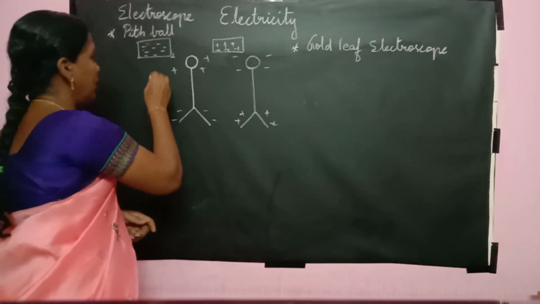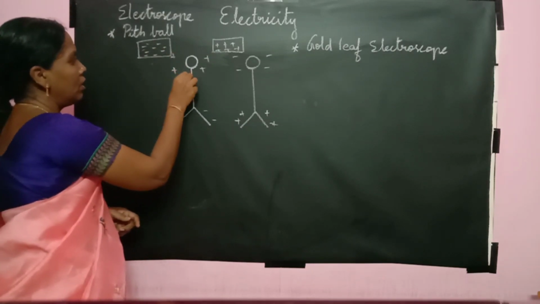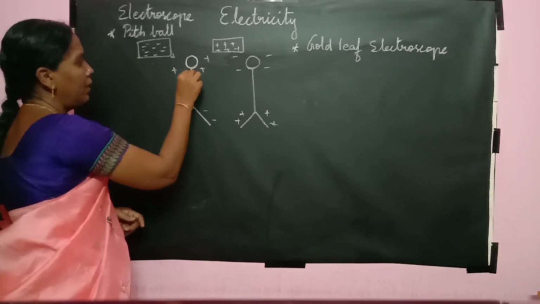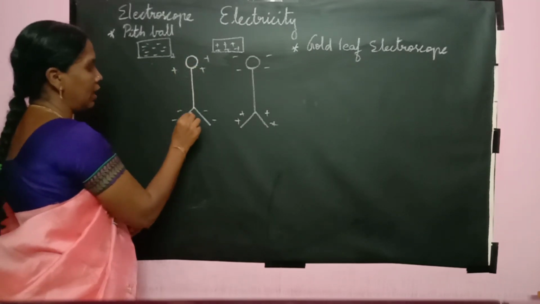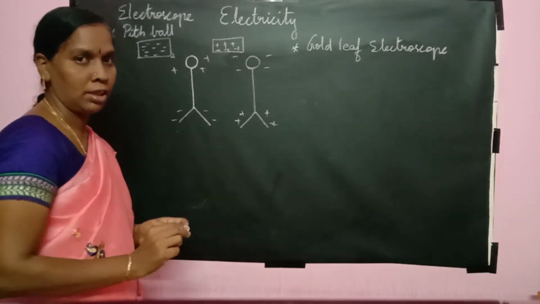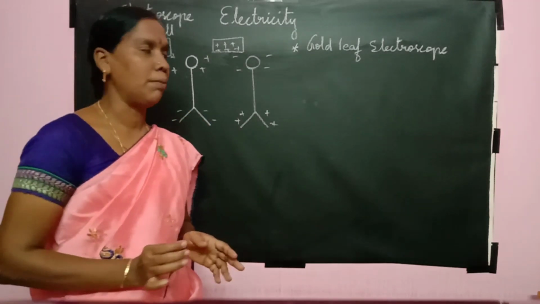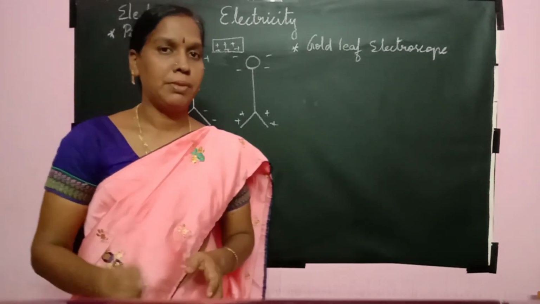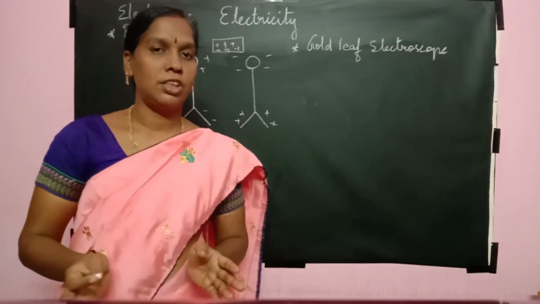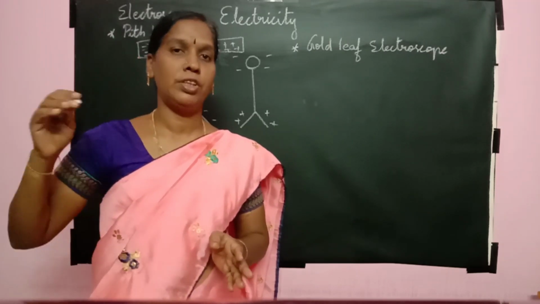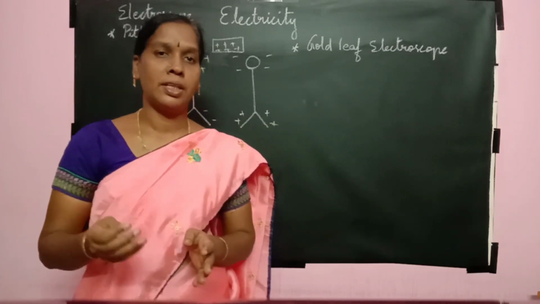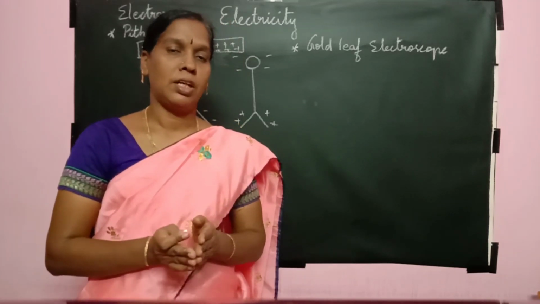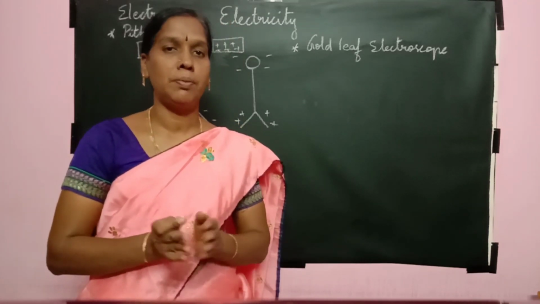Here, when a negatively charged particle is brought near the metal knob, positive charge appears at the top, and the remaining free electrons move downwards, so both leaves become negatively charged. As a result, repulsion takes place, while the top has the positive charge. From this we can make an uncharged body charged. Then if we keep the metal to be detected at the top of the knob, if attraction takes place, it is said to be negatively charged, and if repulsion takes place, it is said to be positively charged.